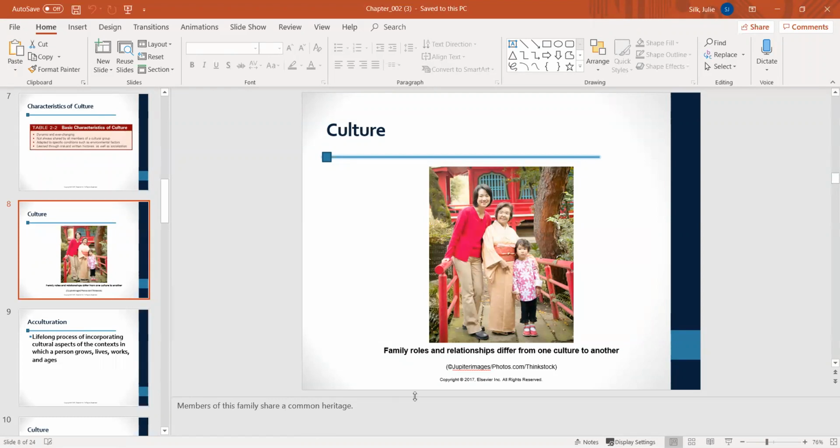Okay, this picture is just showing that family roles and relationships differ from one culture to another. So this older lady here is dressed in her normal cultural type of dress, right? But then this may be her daughter and her granddaughter or something, and they're dressed more like today's dress, like we all dress here in the United States.